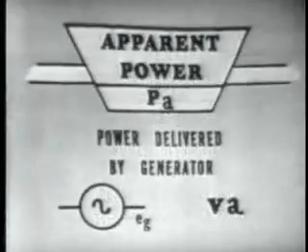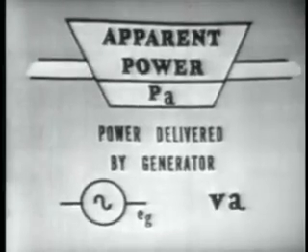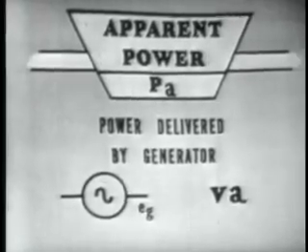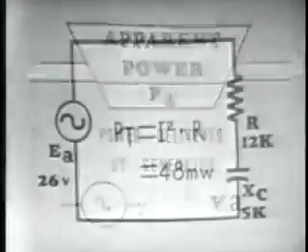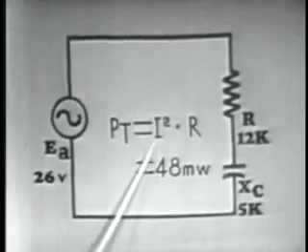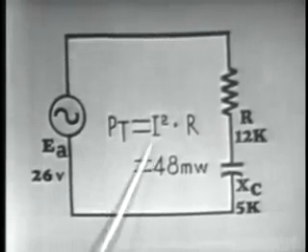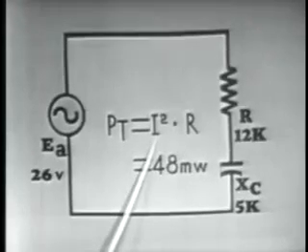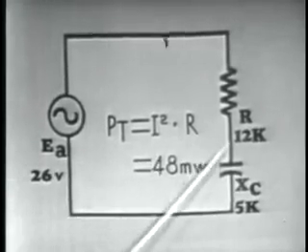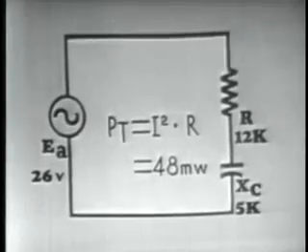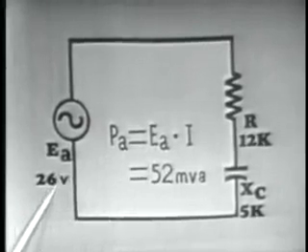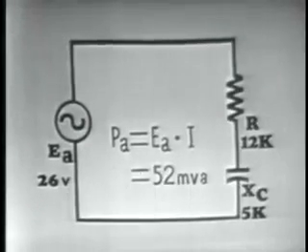The other power, or apparent power, PA, is the power delivered by the generator to the circuit and is measured in volt amperes, or VA. With this, then, we can solve for true power dissipated in our circuit, using one of our familiar power formulas. Power is equal to I squared R. 2 milliamperes squared times 12 k ohms would be equal to 48 milliwatts of power dissipated by resistor R. However, the apparent power is equal to the 2 milliamperes times the 26 volts, which would be equal to 52 millivolt amperes.